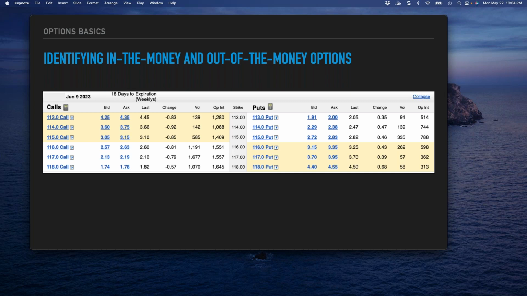The best way to get familiar with this is simply to check out the options that are available for the different stocks that you may be looking at on your broker's website and practice identifying in the money, out of the money, and at the money options.